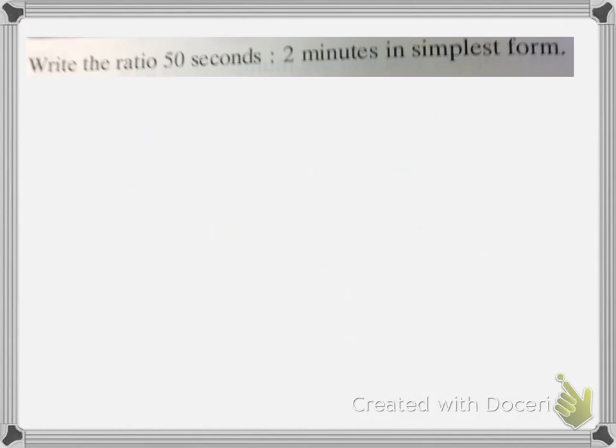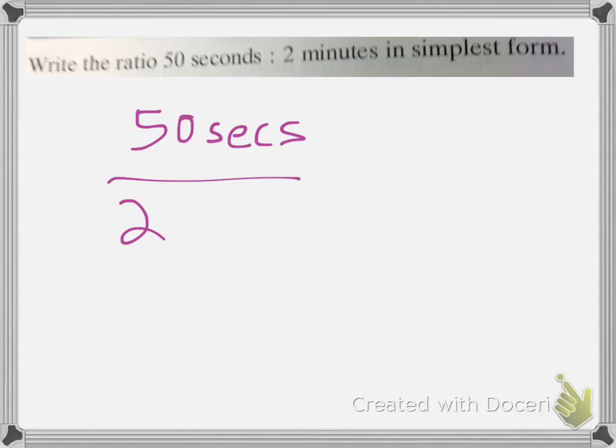Alright, so let's do a couple examples. Here's one example. It says write the ratio 50 seconds colon 2 minutes. That colon means the ratio part, the divide part. So you're going to put 50 seconds over 2 minutes. Now we're just putting it in simplest form, so we're just going to reduce it. It's just like reducing a fraction.